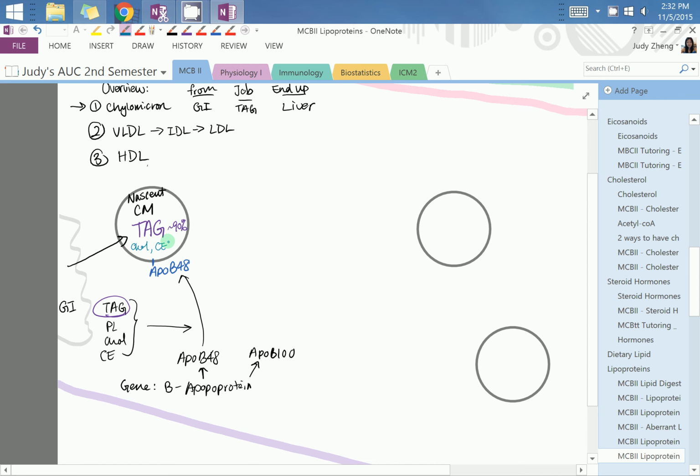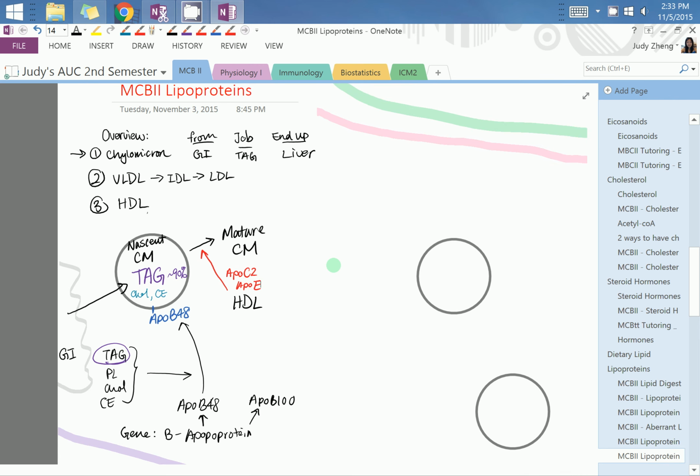In order to become a mature chylomicron, it needs to have a few more apoproteins. It's going to get these from an HDL. So HDL is going to give it a few things: HDL is going to give it ApoC2 and an ApoE.